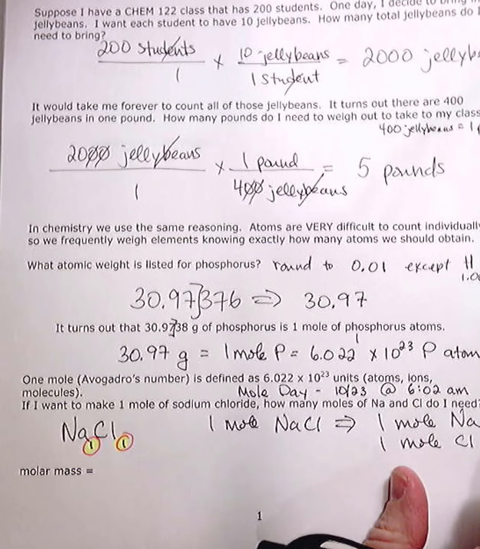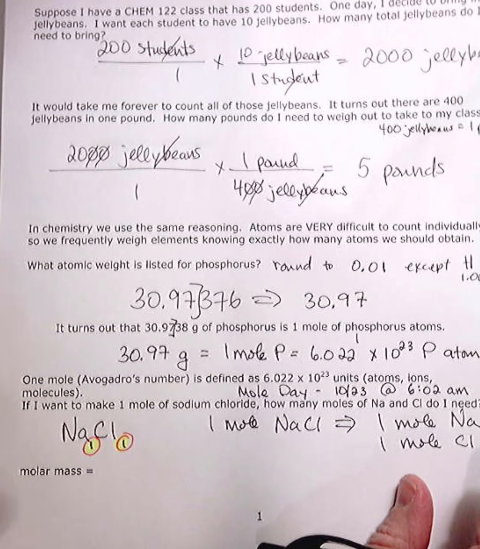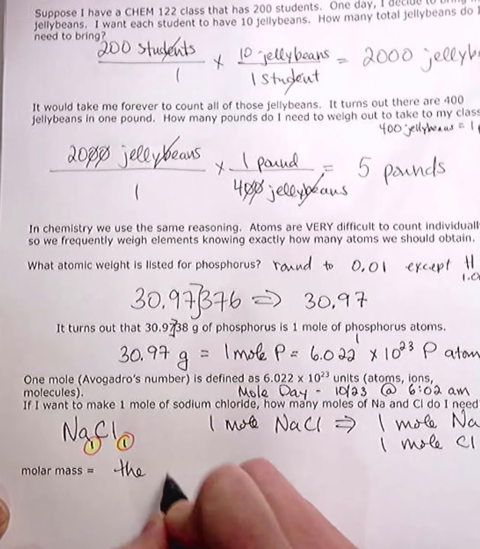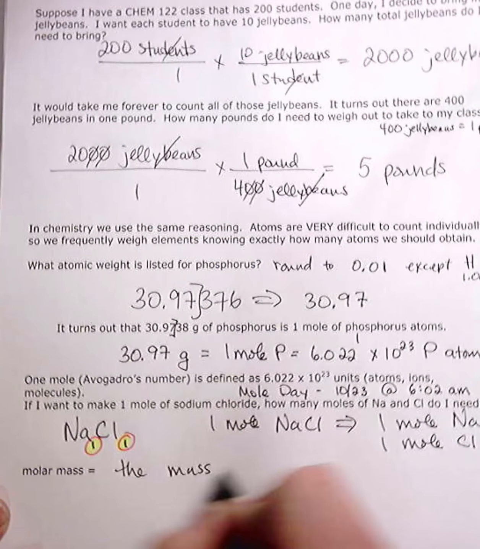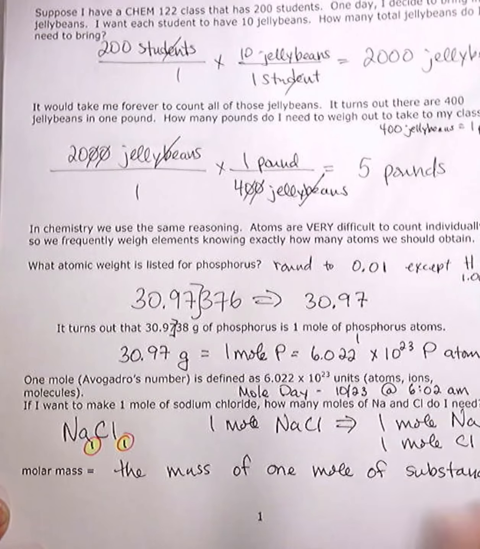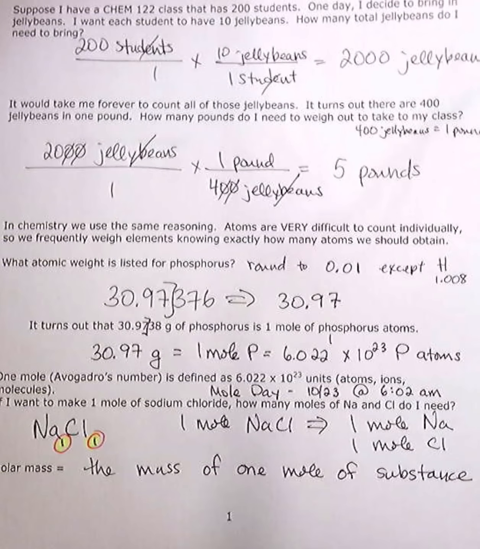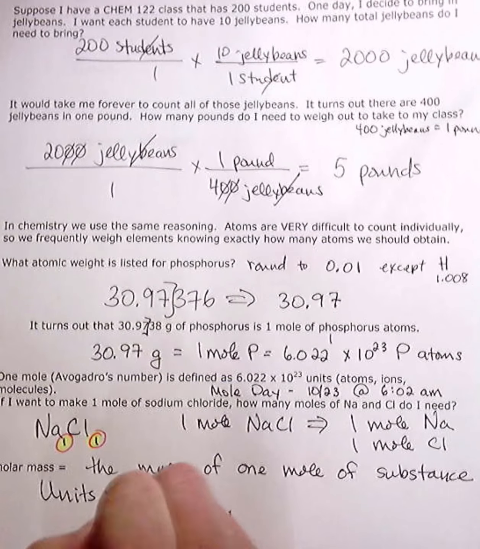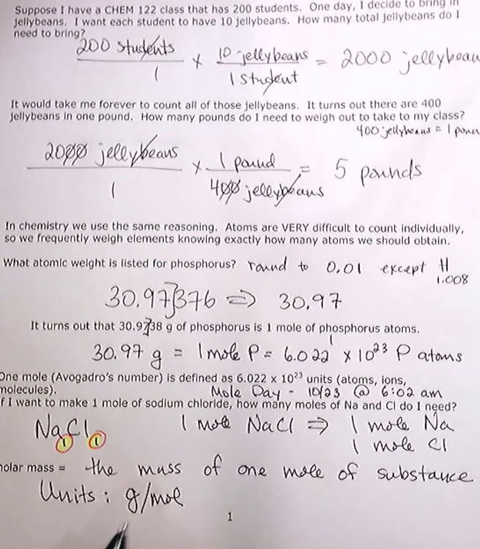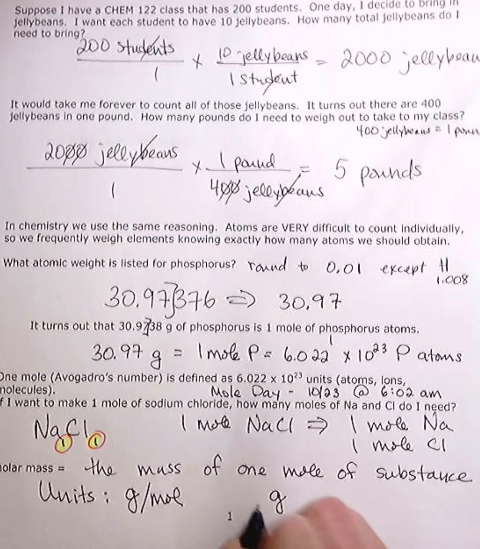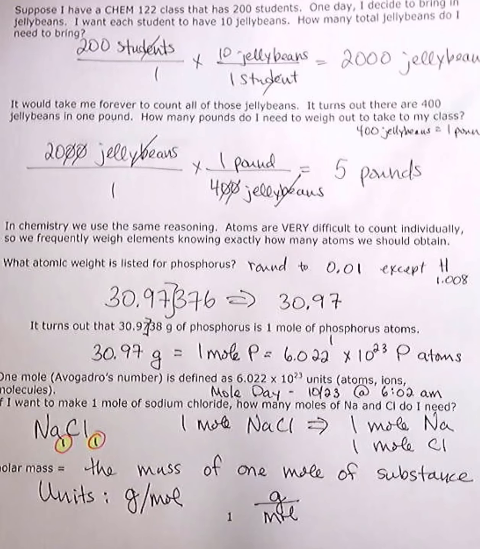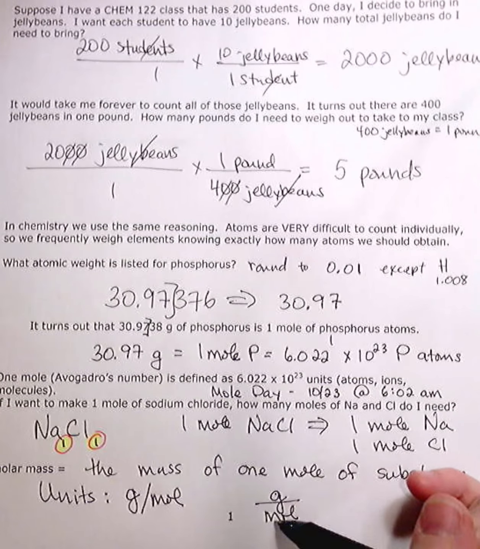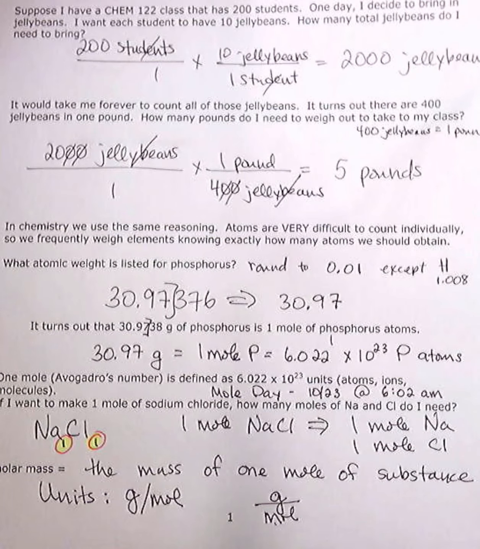All right, so this brings us to molar mass. Molar mass is the mass of 1 mole of a substance. The units on this are grams per mole. You can write it like that, but I always tell my students to write it as a fraction so you can clearly see what's in the numerator and what's in the denominator, what's on the top and what's on the bottom. It's not so easy to see when you write it the other way.